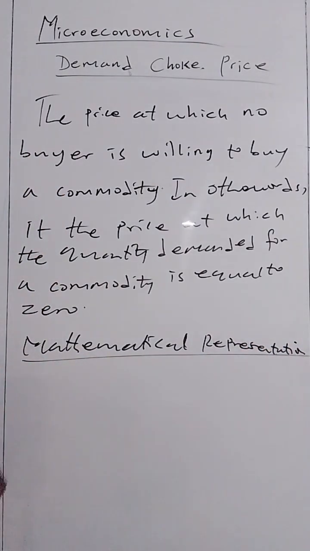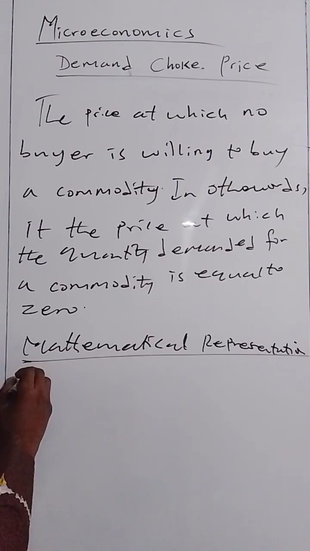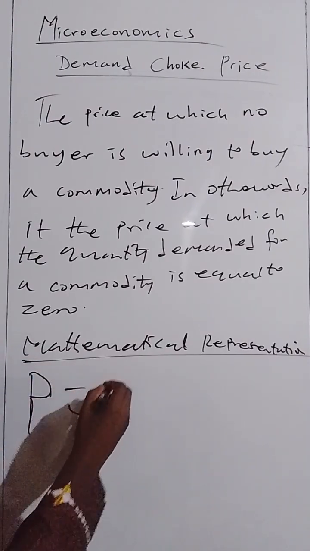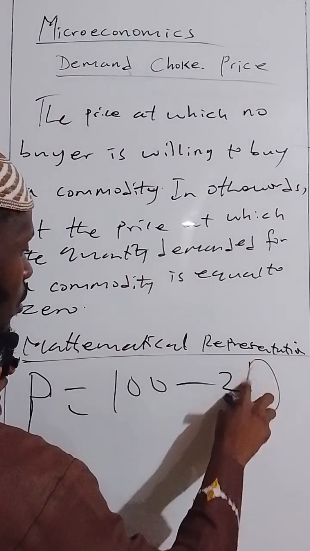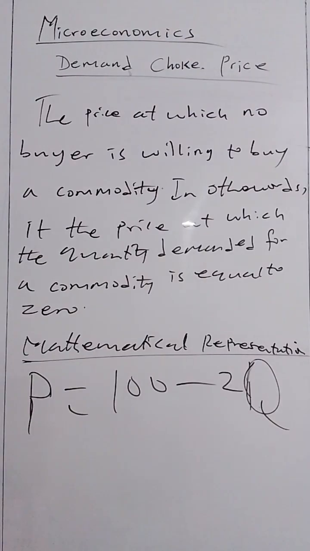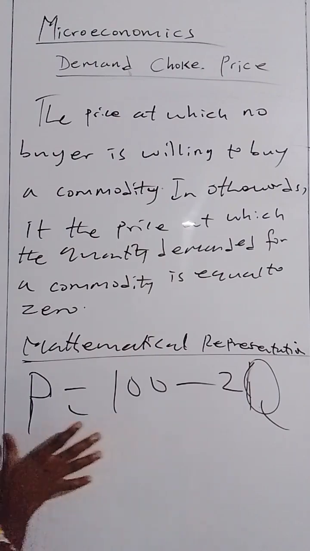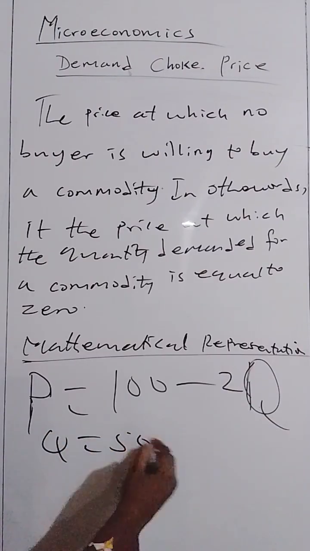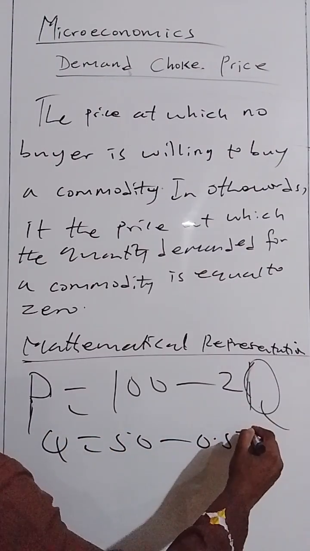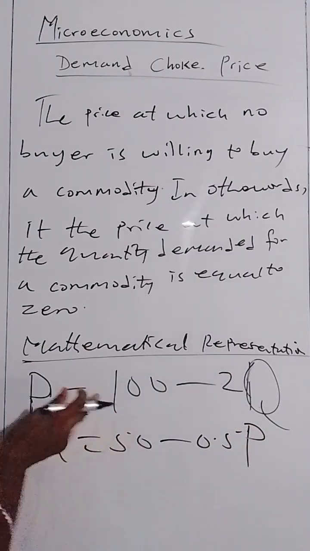Okay. Let's say we are given a demand curve P equals 100 minus 2Q. This is the demand function, and we are asked to find the demand choke price. The demand function we are given is an inverse demand function, so P is already made the subject of the formula. Assuming we are given something like Q equals 50 minus 0.5P, this function is equivalent to the other function.